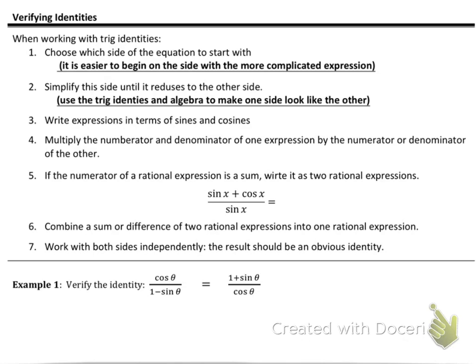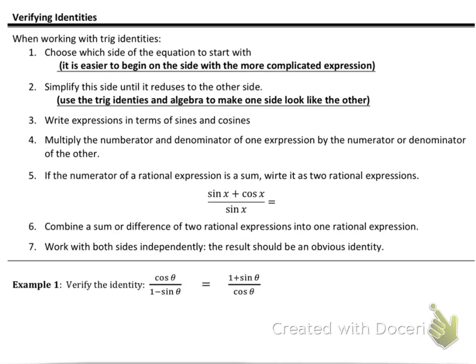So this is kind of like our checklist. Don't go to number 7 and do that one first. Choose a side. See if you can reduce it. One trick is to write everything in sine and cosine if you can. Number 4 is multiply the numerator and denominator by one of the expressions of the numerator and denominator of the other. And we'll get to that.